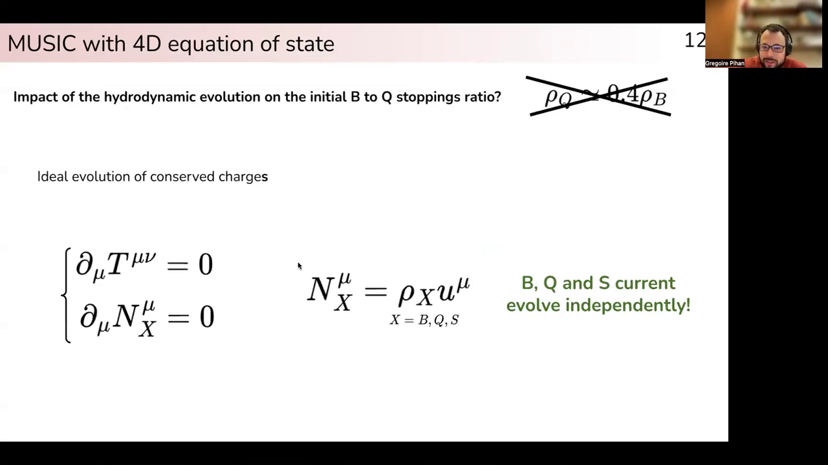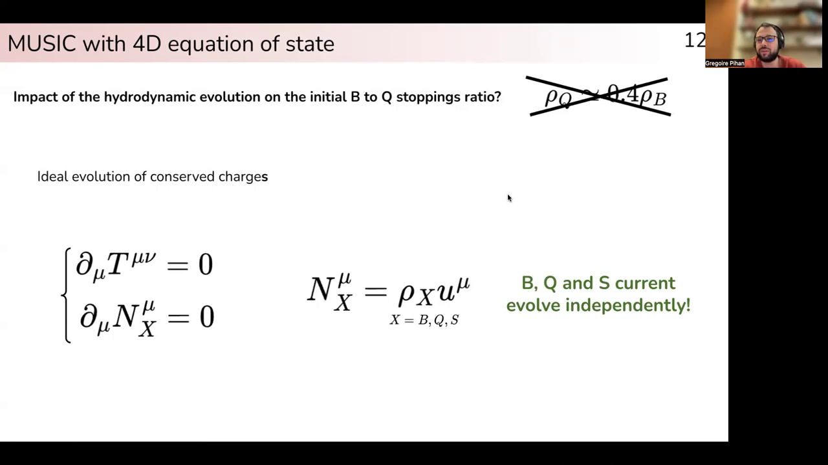So basically, this simply consists in adding this current for the conserved charge. This is at ideal level. We don't have diffusion. This is something that we think of adding in the end because this is kind of important for this kind of study. But here is a presentation for ideal level hydrodynamics results. But most importantly, now B, Q, and S currents can evolve independently.